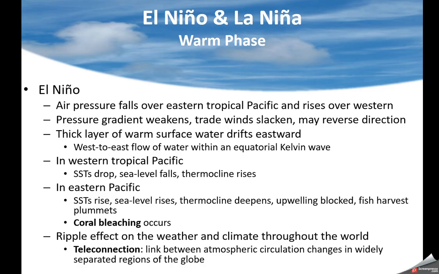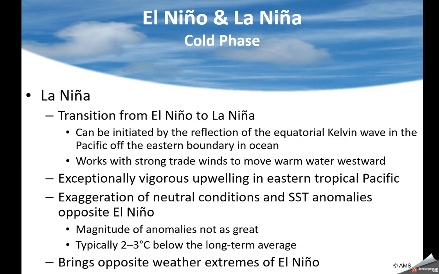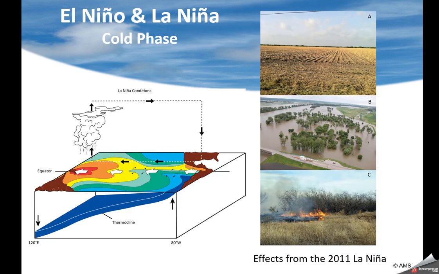In El Nino, on the other hand, air pressure falls over the eastern Pacific, rises over the western Pacific, which weakens the pressure gradient, and we wind up getting a very different pattern. Thunderstorms develop in different parts of the Pacific, and it impacts a lot of the United States as far as weather. La Nina has a lot of the opposite effects on the United States.